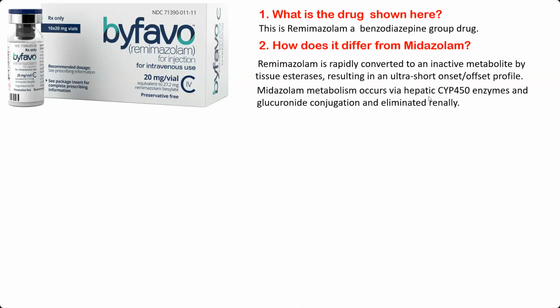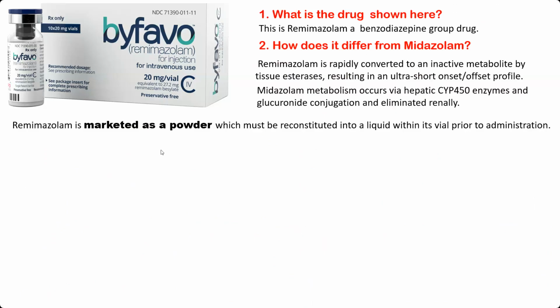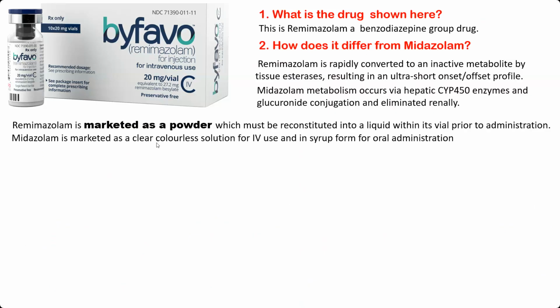Midazolam is metabolized by hepatic CYP450 and glucuronide conjugation. Remimazolam is marketed as a powder which has to be reconstituted, whereas midazolam, all of you know, is a liquid. Midazolam is marketed as a clear colorless solution for IV use and in syrup form also, whereas this is not available for oral use. What are the advantages of remimazolam?